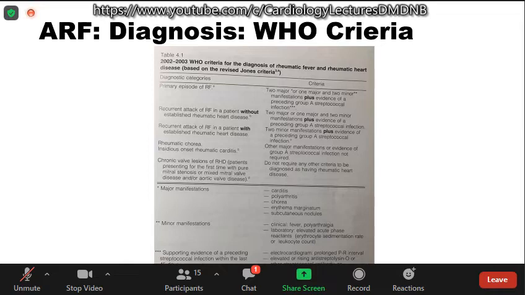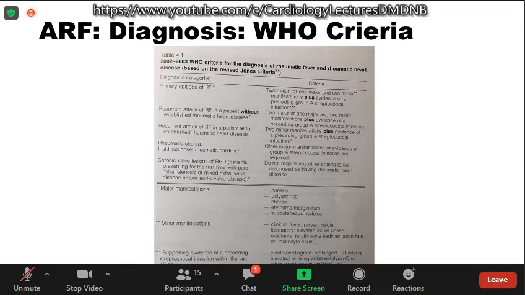Now, major criteria, minor criteria, manifestations are the same. There is no difference: carditis, polyarthritis, chorea, erythema marginatum, subcutaneous nodules. While minor criteria include clinical fever, they do not mention hyperpyrexia, or set aside 38 degrees centigrade or 38.5 degrees centigrade, but they said fever. Polyarthralgia here comes under a minor criterion, while polyarthralgia in a high-risk population is considered a major criterion according to the American Heart Association.